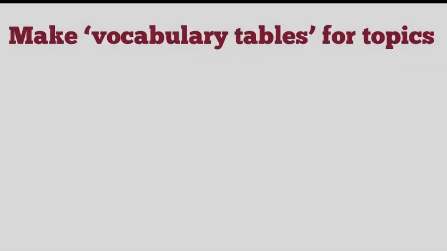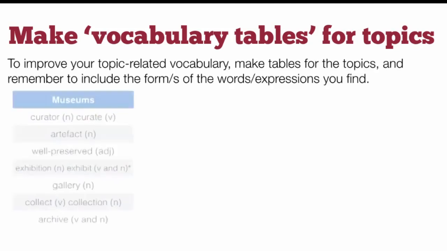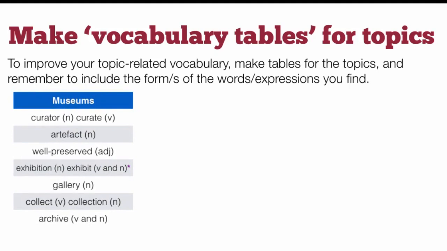So, one way that you can improve your topic-related vocabulary is to make vocabulary tables for topics. Here are a couple of examples. You could use, for example, with museums, you could remember to write down different word formations as well. You've got curator as the noun of the person and curate as the verb, artifact, well-preserved, exhibition, exhibit, gallery, collect, collection, archive. Notice that I'm writing down all the word formations here as well, verb and noun.